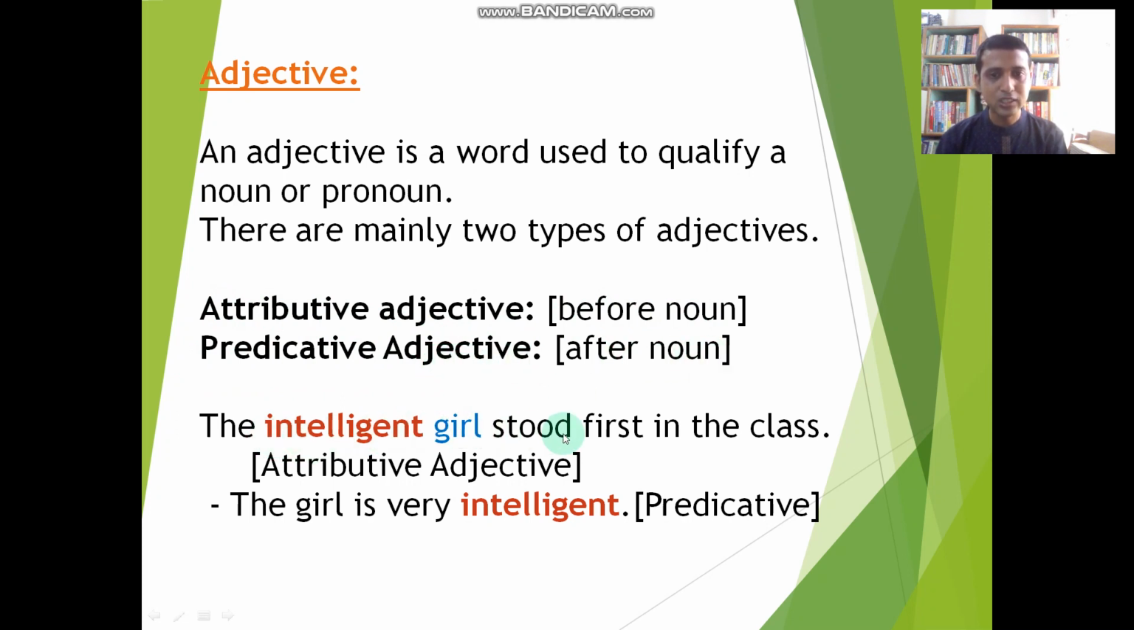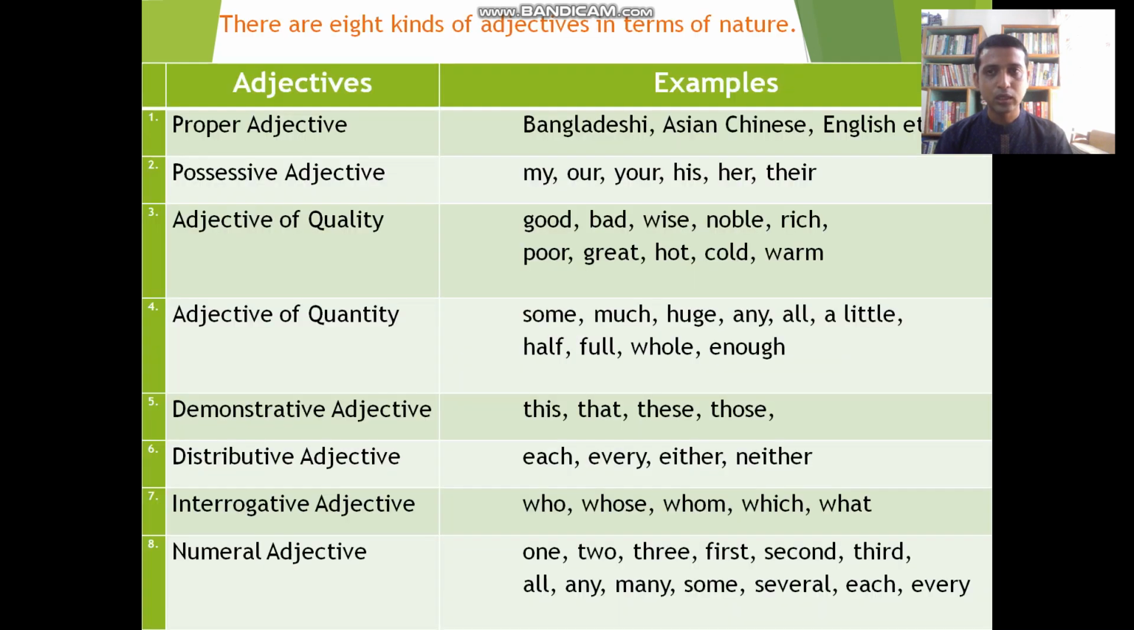The intelligent girl stood first in the class. In this sentence, girl is the head word, and just before the noun, we are getting intelligent. This is why this is an attributive adjective. The girl is very intelligent. Here, intelligent is used after the head word, after the noun girl. Intelligent is functional here as a what? Modifier, post modifier, and in that sense it is a predicative adjective. Okay, and I think this is very clear to you.